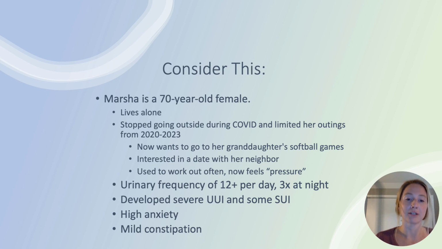She reported her urinary frequency was about 12 plus times a day, but she wasn't 100% sure. She knew she was getting up about 3 times each night. Over the course of the last few years, she developed severe urge urinary incontinence and some stress urinary incontinence during her exercise routines. So she has stopped exercising mostly. She has a history of high anxiety and reports that as a barrier for her. She also has mild constipation. When I asked her about her goal, so her goal was to go to her granddaughter's softball game, she said her biggest barrier and what she wanted to address first was her urinary frequency.